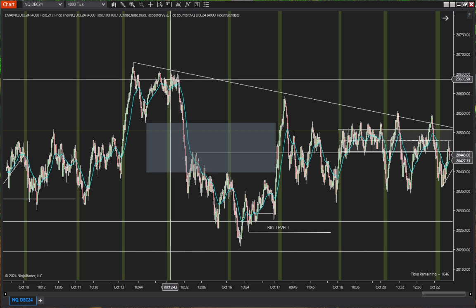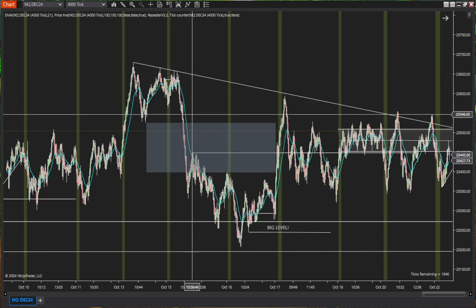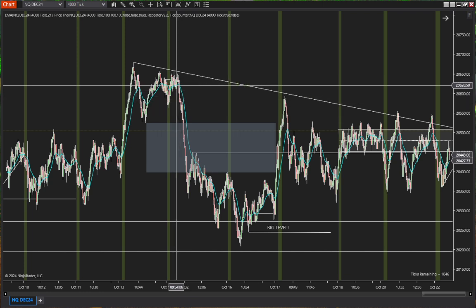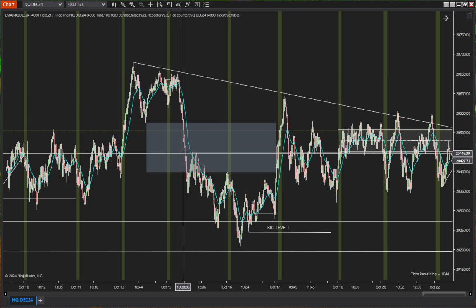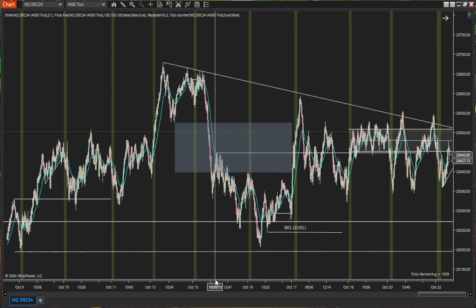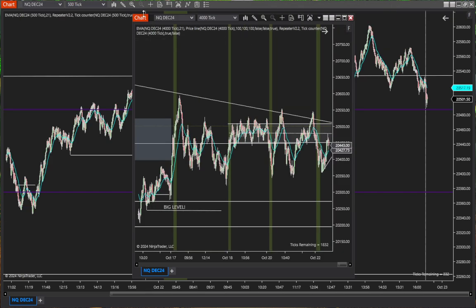Do you guys remember this dump here that day? I'm sure you remember that. Market opened, we chopped, and at 10 a.m. we just dumped. When that happens, we create an imbalance, right? Now, I will go over that in one moment. So you can see that on the 4,000 tick chart.